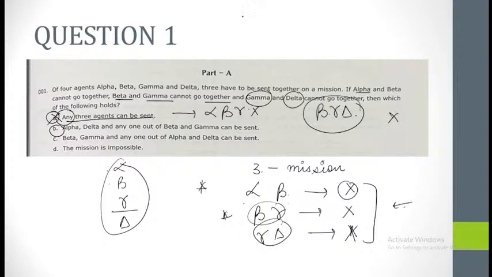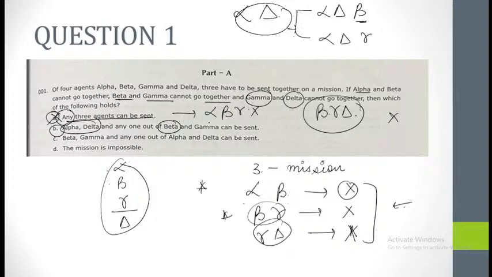Second option is saying, let's say we'll be sending alpha, delta and beta, or alpha, delta and gamma. Because it is saying alpha and delta together are going, and in addition, either one of them is beta or one of them is gamma. Okay, let's check this one. So first one is alpha. We are sending alpha, but alpha and beta cannot go together, right? So this is again incorrect. Then it's saying alpha is going, okay.